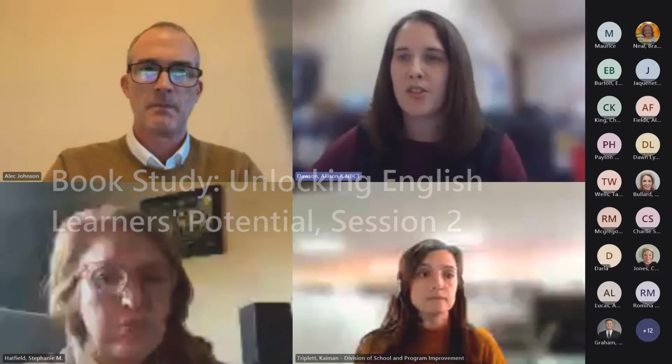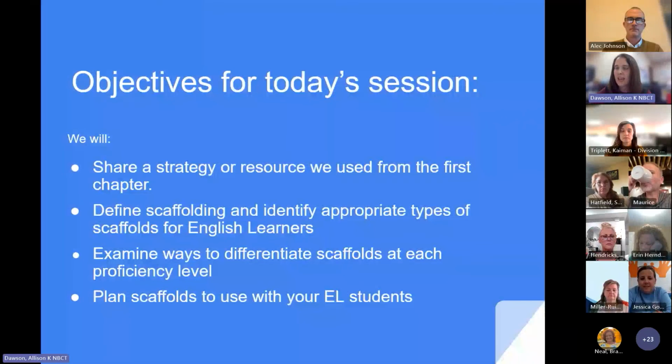Before we jump into the new content and our objectives for today, at the end of the last session, we were a little bit rushed on those last few slides, and there was a little bit of information that we didn't get to go through. So before we jump to our objectives for today, we're going to look back at those last few slides.